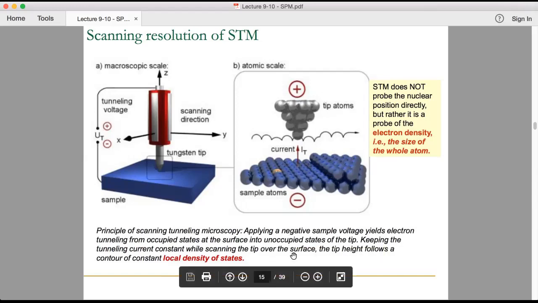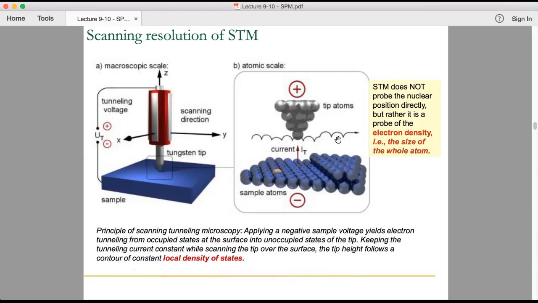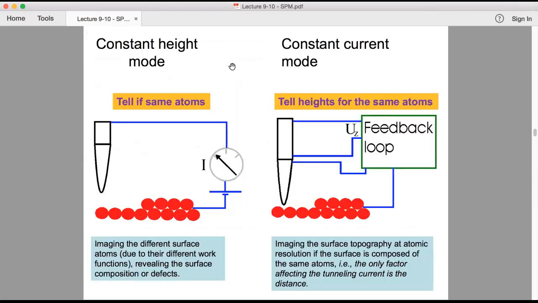Right. Tip height follows a contour of constant local density of states. So if you just follow that contour, like this contour here, it is following a constant local density of states. Right. So there are two modes, basically constant height mode and constant current mode.